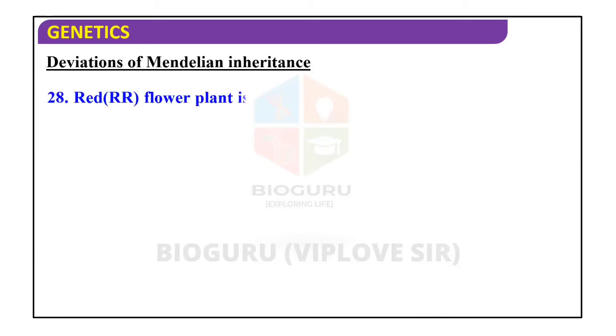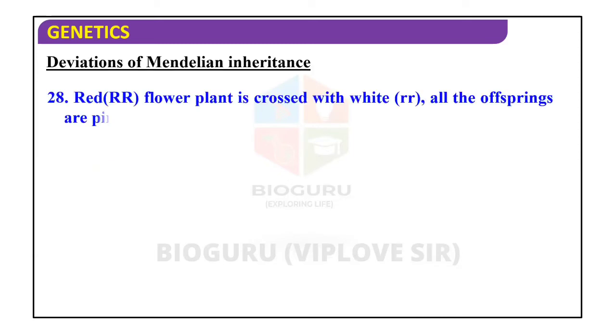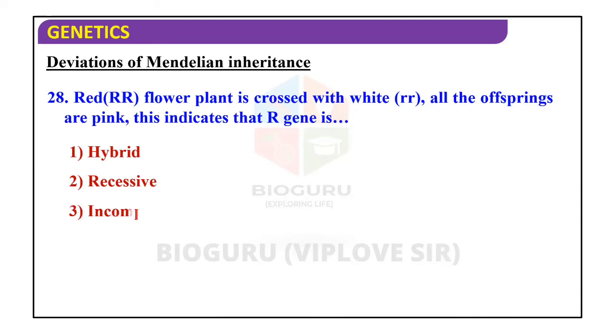Now, deviations of Mendelian inheritance. A red flower plant, capital R, is crossed with a white, small r. All the offspring are pink. This indicates that the gene is hybrid, recessive, incomplete dominance or mutant. Yes, you are right. It is incomplete dominance.